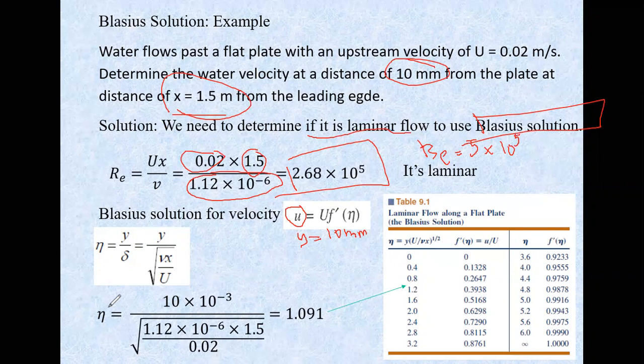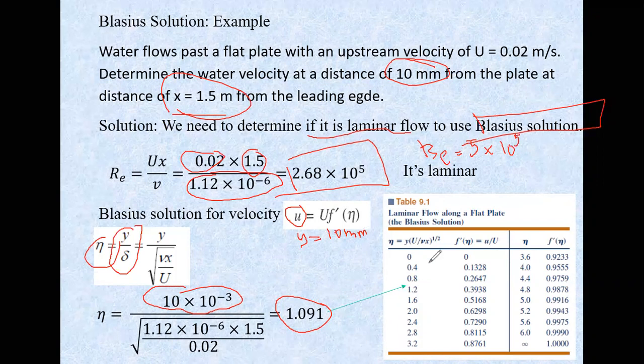So we determine eta is equal to y over delta, and then we know y is 10 millimeters. So this is the y value, and we can find delta according to Blasius: square root of vx over u. So eta according to this flow is 1.091.